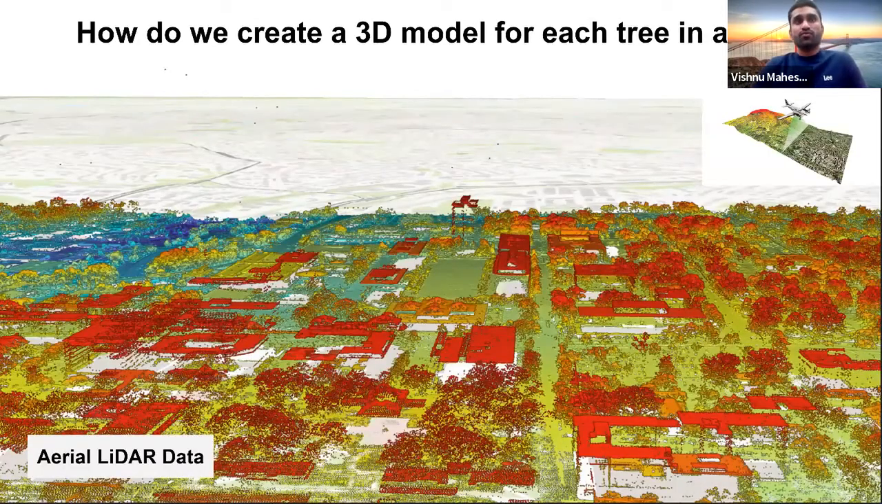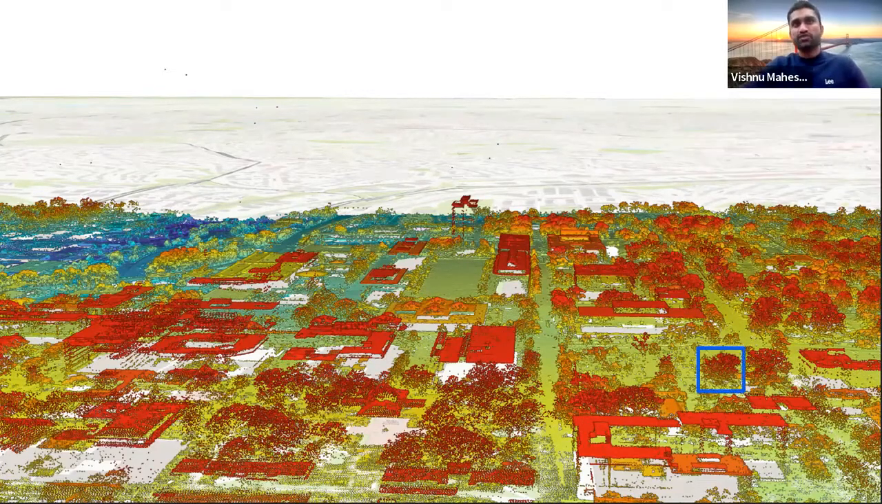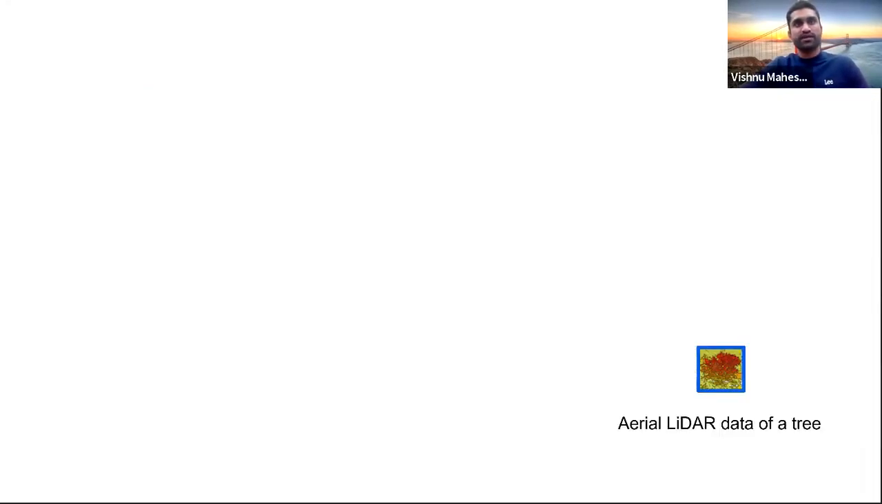Now, we have talked about creating a 3D model of an individual tree. What about creating 3D models of thousands of trees of an entire city? For this, first we have to segment each tree from the aerial LiDAR data. By the way, aerial LiDAR data is publicly available for all the counties of NC. It is basically similar to terrestrial LiDAR data, except that it is captured from an aerial platform such as a UAV or aircraft.